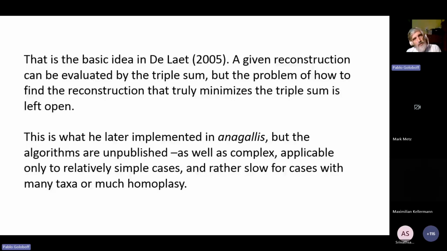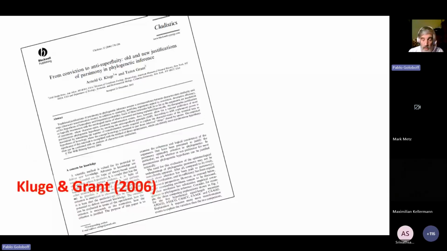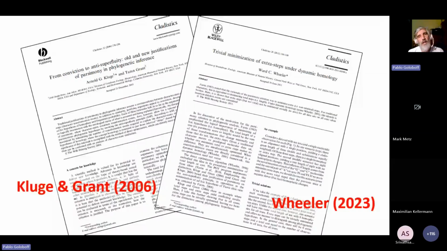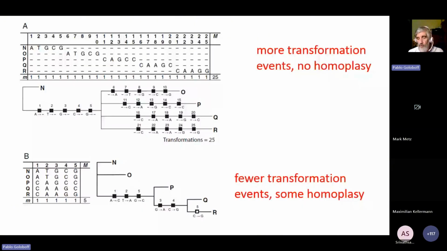And that maximization of homology for the characters that have inapplicabilities, that is, have some kind of dependence, has to be done in terms of the original characters. Now, following De Laet, there were a couple of papers which may be worth looking at, because some people either made discussions of De Laet or published alternative criteria or alternative methods. One was the papers by Kluge and Grant, 2006, and Wheeler in 2023. They refer mostly to this kind of problem.